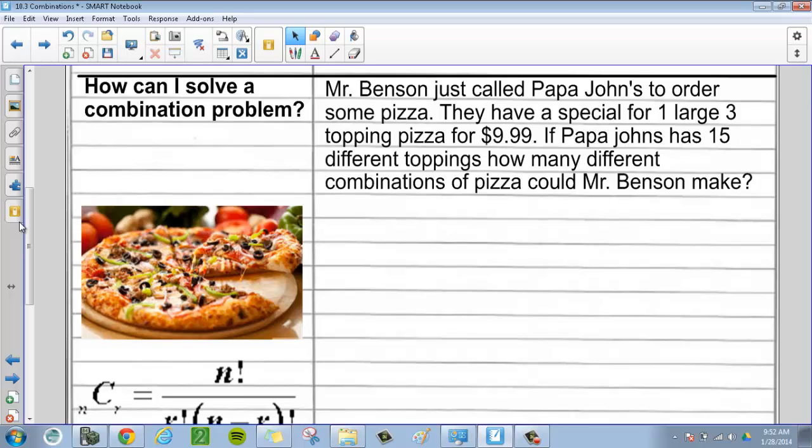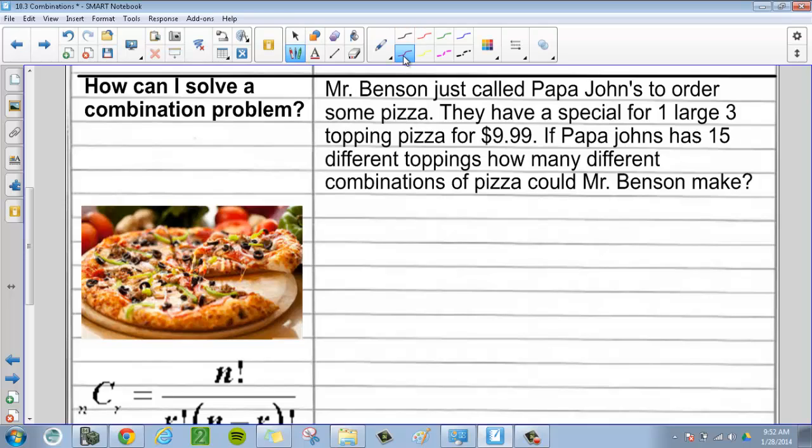Well, Mr. Benson is at it again. He's going to Papa John's because he's hungry, and they have a special. You can buy one large 3-topping pizza for $9.99. If Papa John's has 15 different toppings, how many different combinations of pizza could Mr. Benson make? Well, I'm going to go back to my buckets.